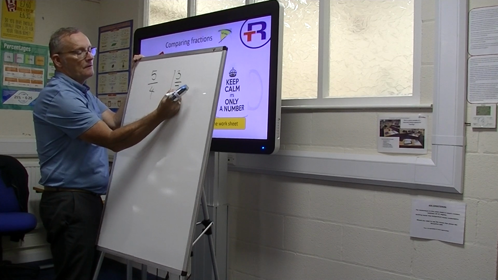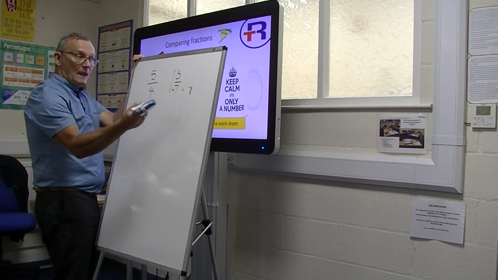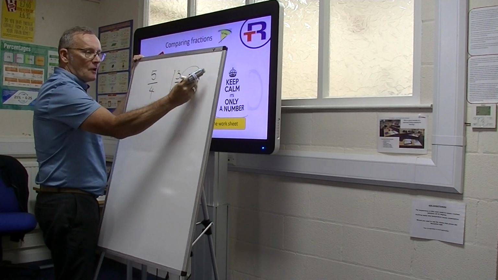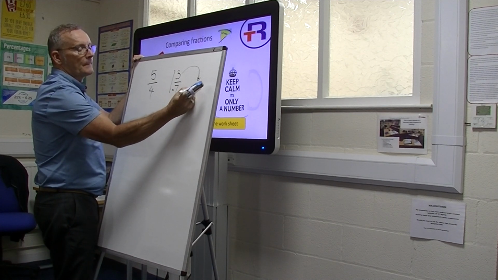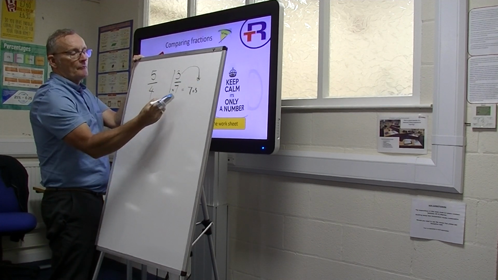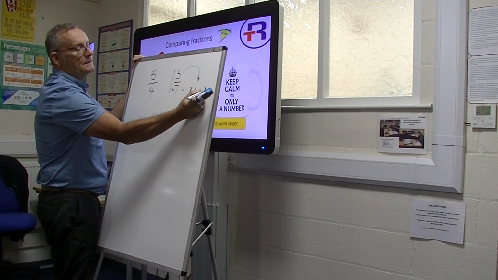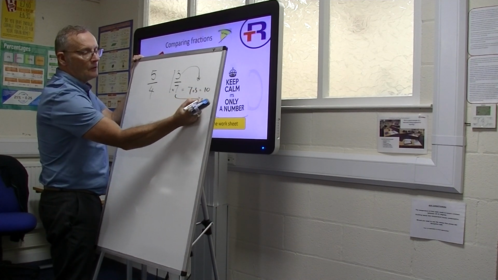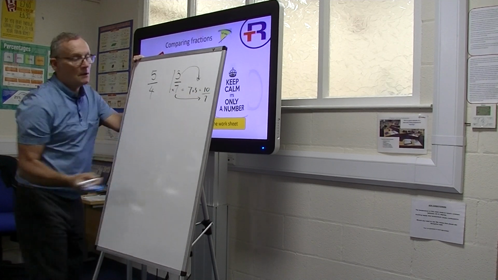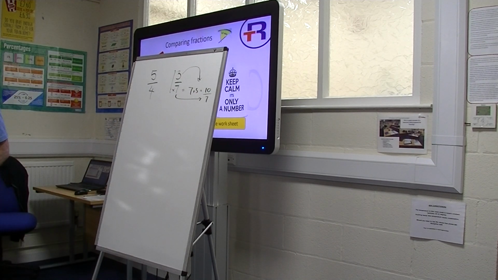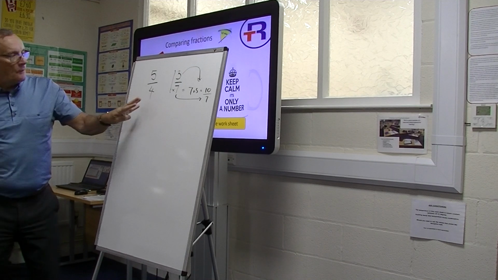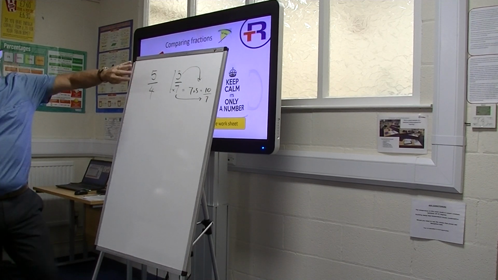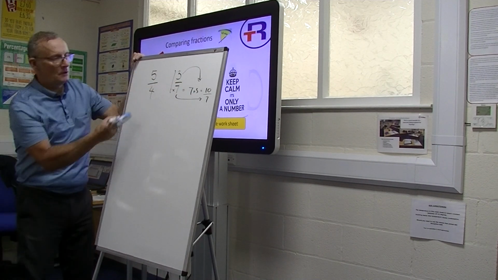1 times 7 is 7. Then we add. Do you remember? We added the top number. 7 plus 3 is 10. And then we put the answer over the denominator, which is 7. Do you remember that last week? Changing it. So now what we've got is an improper fraction, and an improper fraction.